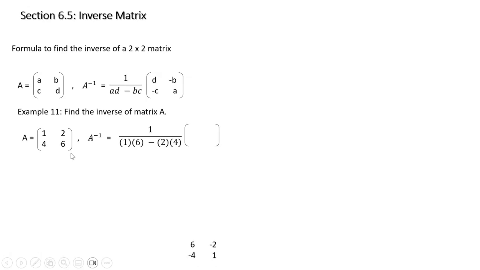The 1 and the 6, we switch them, and the 2 and the 4, we switch the signs. Then this will give us on the bottom 6 minus 8, which gives us negative 1/2. So I need to multiply negative 1/2 times the matrix 6, negative 2, negative 4, and 1. It's going to give us negative 3, positive 1, positive 2, and this will give us negative 1/2. So this is my inverse.